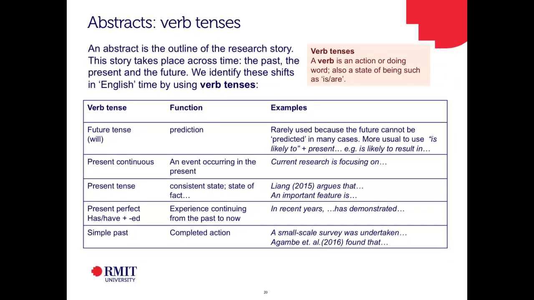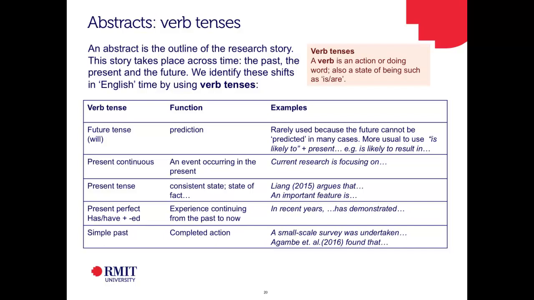Because an abstract is the basic outline of a research story, it takes place across time, the past, the present, and the future. And we identify these shifts in English time by using verb tenses. A verb is an action or doing word. Let's go through the verbs you're likely to see in an abstract.